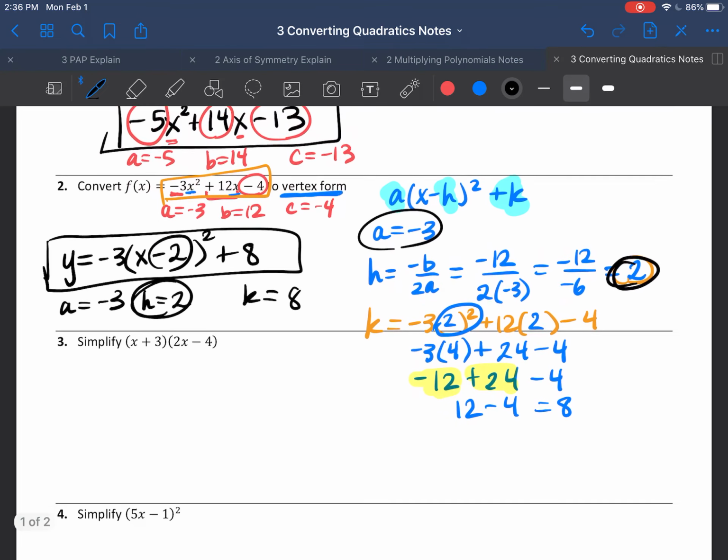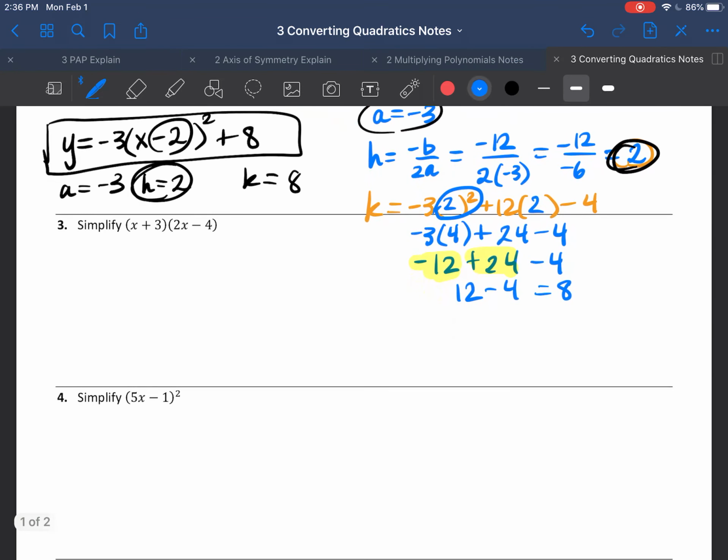Okay, so the next one I want to review is when you see two parentheses multiplying two binomials. When you see a binomial times a binomial, or any polynomial times a polynomial, make your box. Okay, so we have x plus 3 times 2x minus 4. 2x times x is 2x squared.